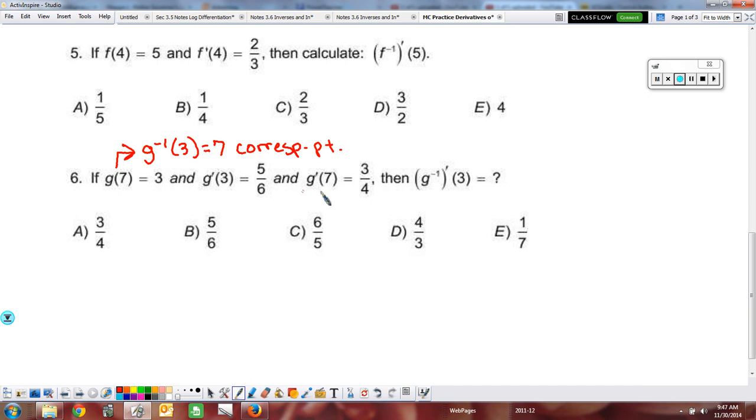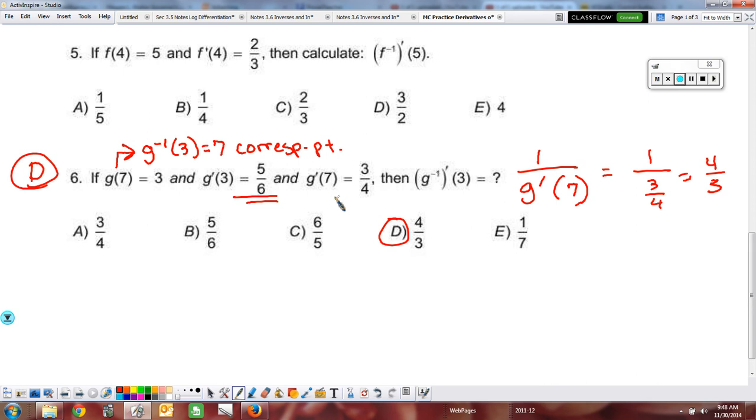Now, they give you extra information because they're trying to confuse you, so you don't know which one you're supposed to use. So we go, all right, let's make sure we know what we're doing. The slope on the inverse at 3 is the reciprocal of the slope on the original at the corresponding point, which is 7. The inverse of 3 equals 7. And so 1 over g prime of 7, 3/4, which is 4/3. So notice that they're giving you some extra information because they want to check and see whether you know you're using this or whether you're using that. You have to understand which one is the corresponding point.